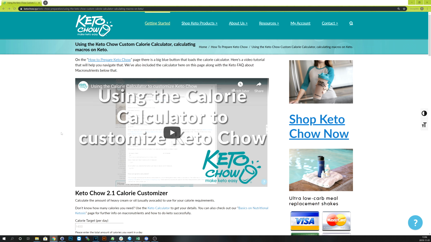One of the biggest strengths of Keto Chow, one of the things that makes it unique, is that you're able to customize the amount of fat that you're using, and you're able to customize the type of fat that you're using. You can use butter, you can use heavy cream, you can use avocado oil, coconut oil. There's a bunch of different things that you can use. The important thing is to find out how much to use.